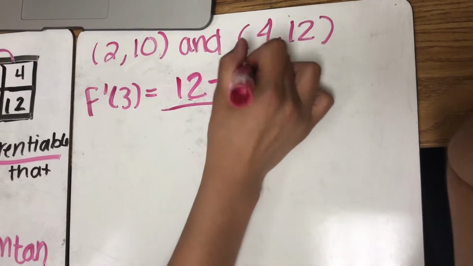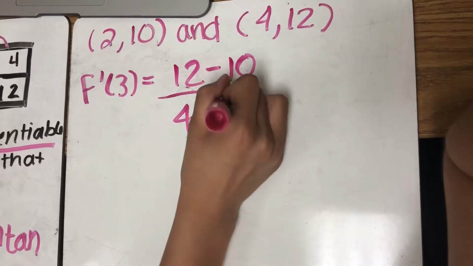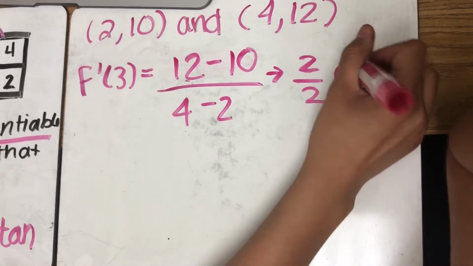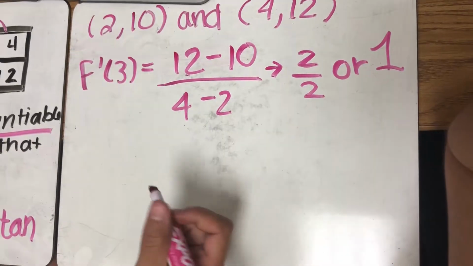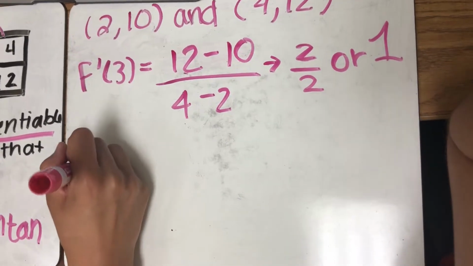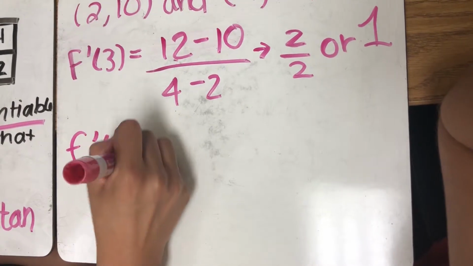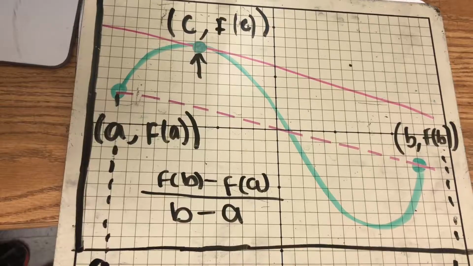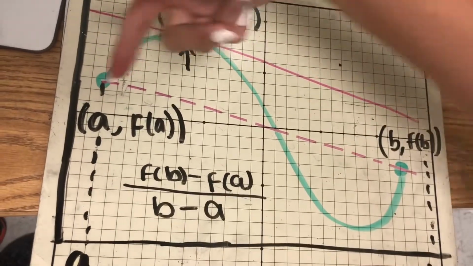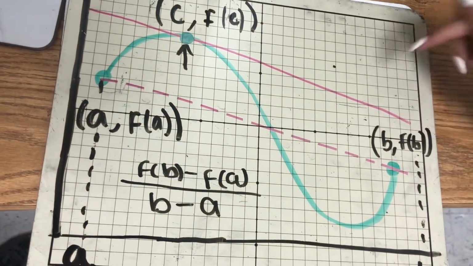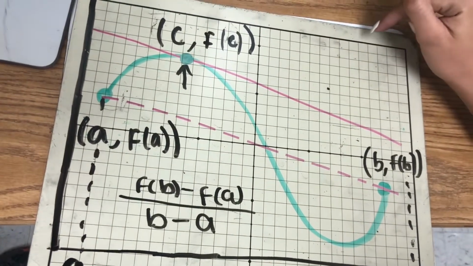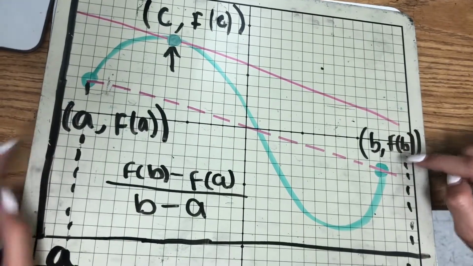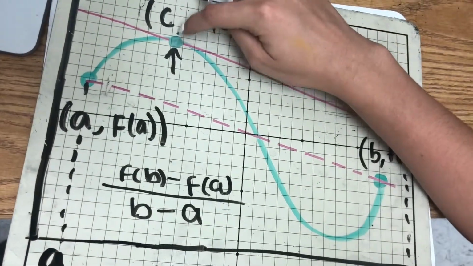Therefore, to find f prime of 3, we're going to use the formula we mentioned earlier. So you're going to do 12 minus 10 all over 4 minus 2, which is going to equal 2 over 2, which is also 1. Using MVT, we prove that f prime of 3 is equal to 1. So once again, we have a differentiable function, which means it's continuous, and our m secant, which goes from a to b, has to equal our m tangent, which is your c right here.